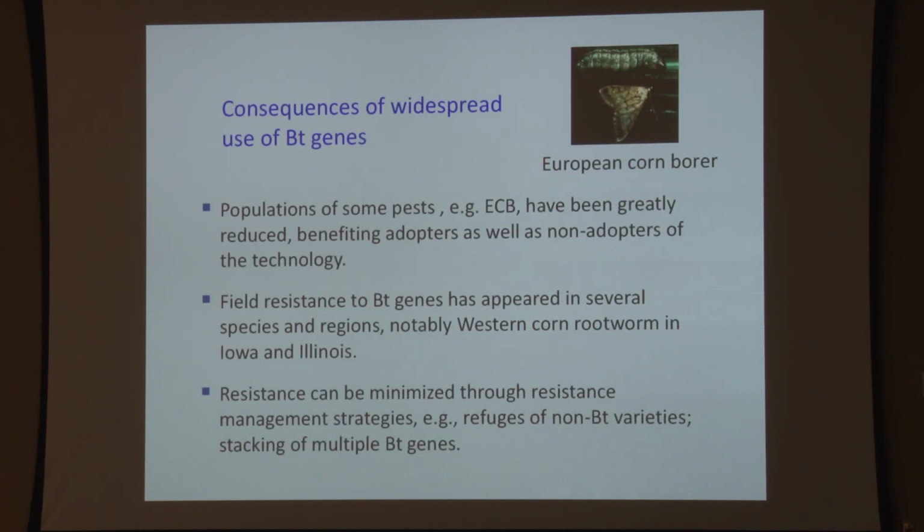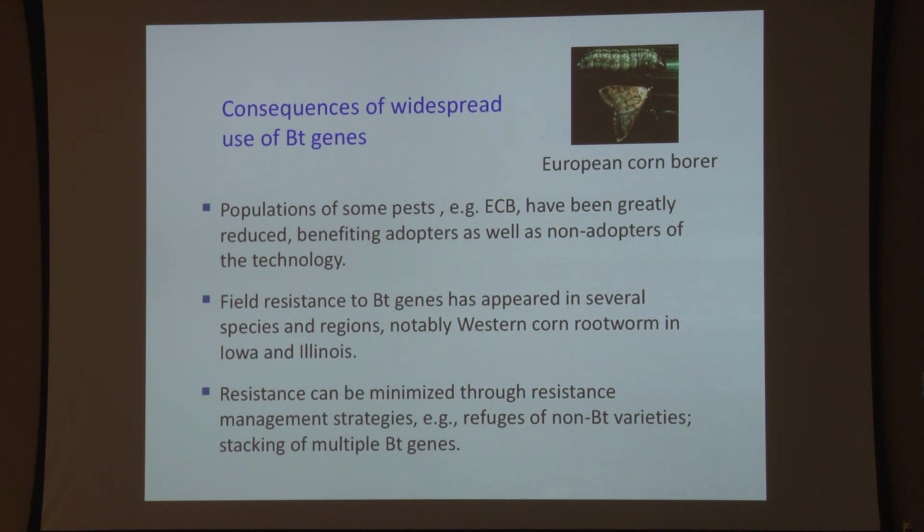Consequences of widespread use of Bt genes. Kind of interesting, one of the benefits of widespread use of Bt genes is that some insects have virtually disappeared. European corn borer, for example, in the upper Midwest used to be an important problem, but the populations are so low that not only adopters of Bt technology have benefited, but non-adopters, including organic growers who raise corn in the same area, have also benefited.